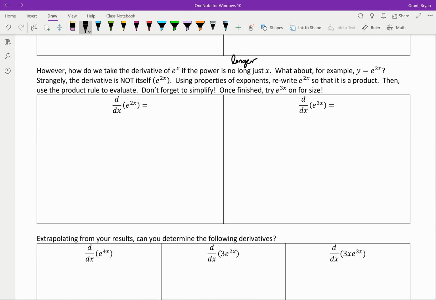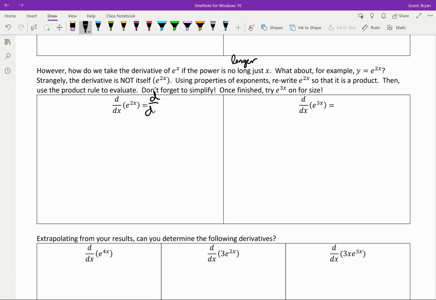What about, for example, y equals e to the 2x? Well, somewhat strangely, the derivative is not itself. E to the x is the one that gets that cool derivative. Once you start changing the power, things happen. We actually know enough, though, to find the answer here. And to do that, we're just going to use our quick knowledge of exponents.